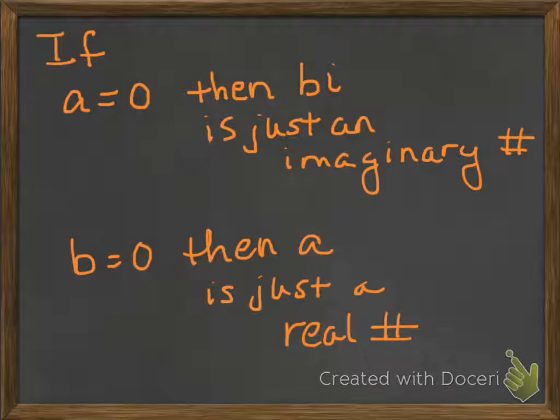If the A component is equal to 0, then we're just left with BI, and BI is just an imaginary number. If B, however, is equal to 0, then you're just left with A, and A is simply a real number.